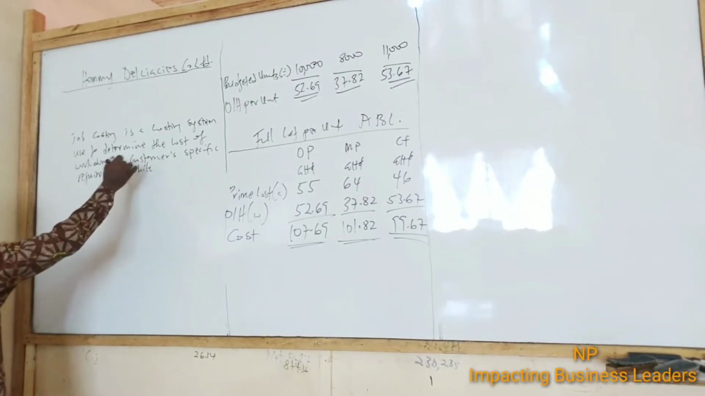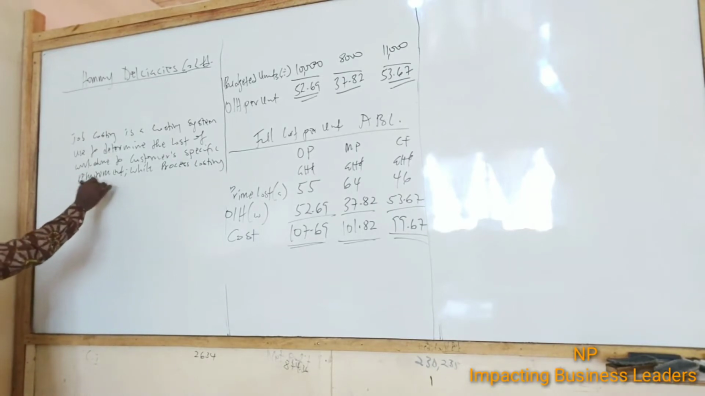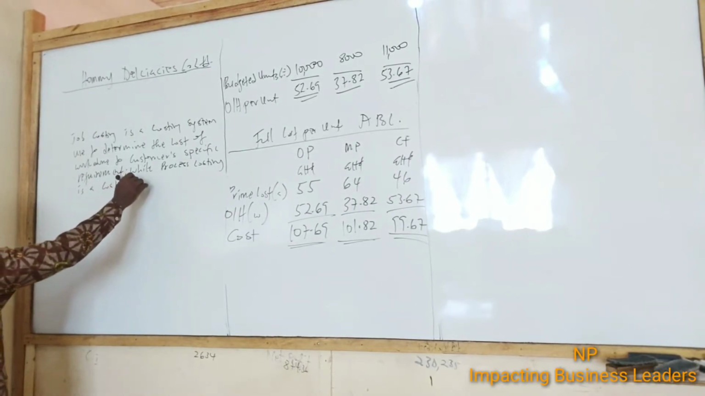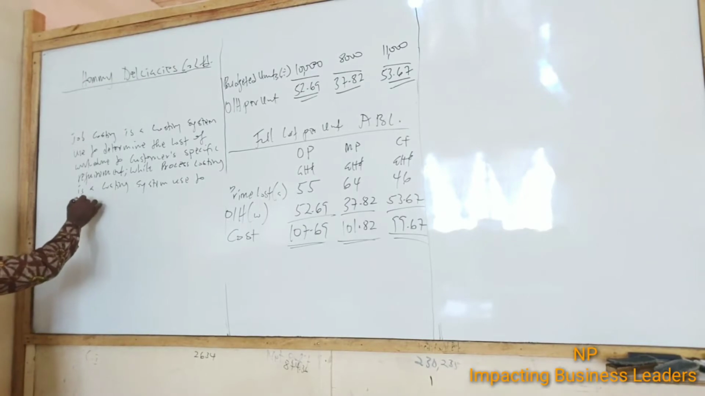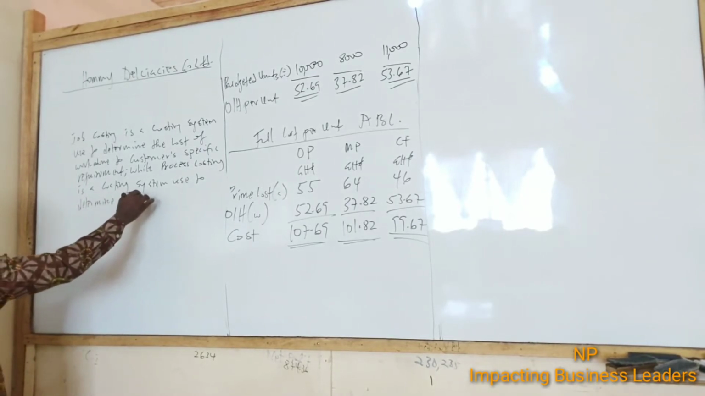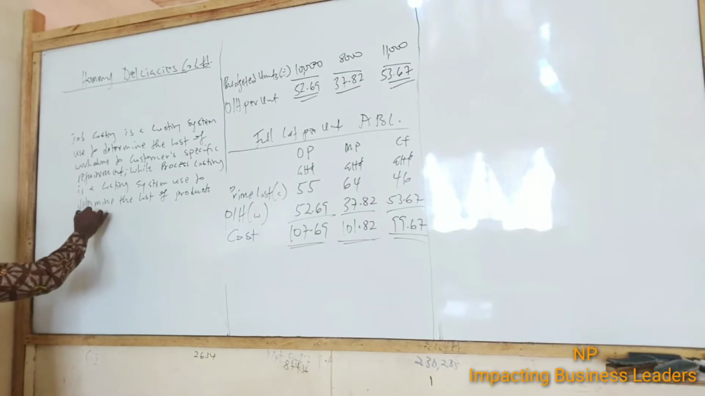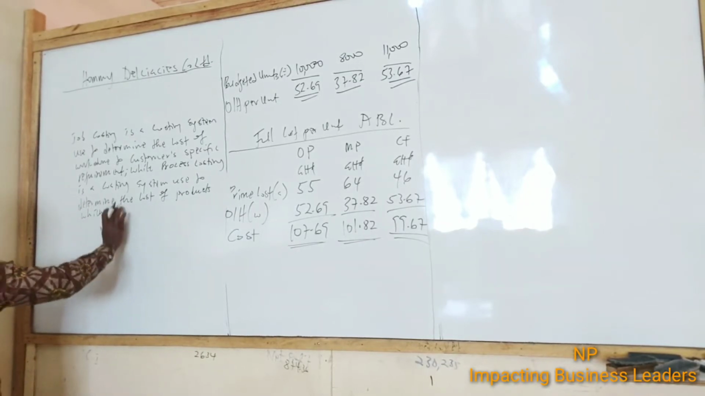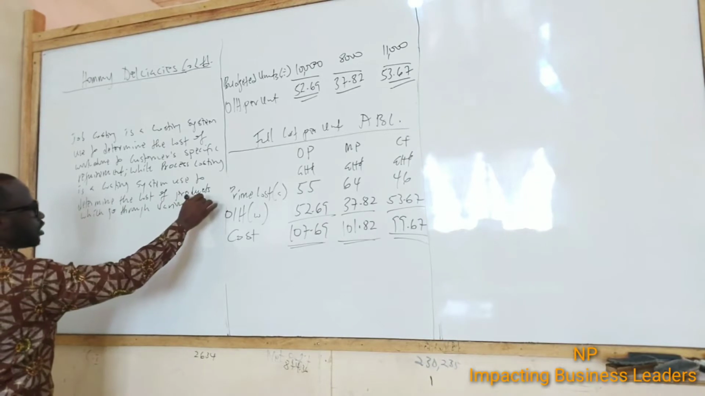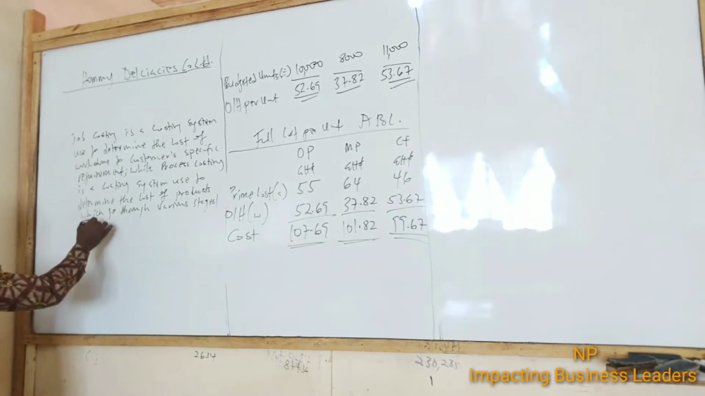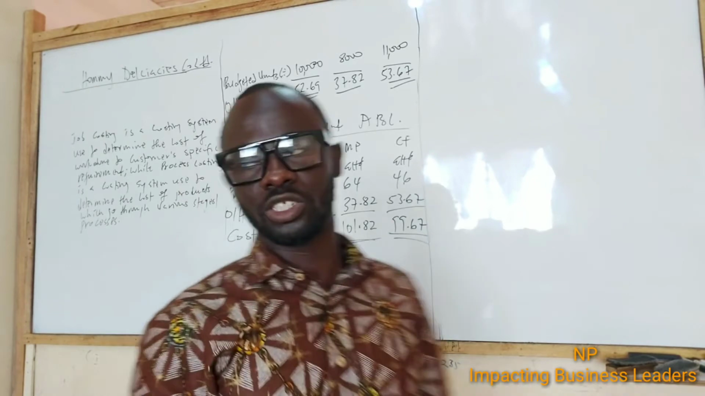While process costing is a costing system used to determine the cost of product which go through various stages or processes. So that's one difference we can mention.